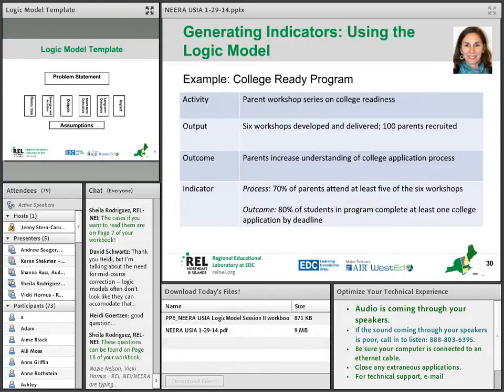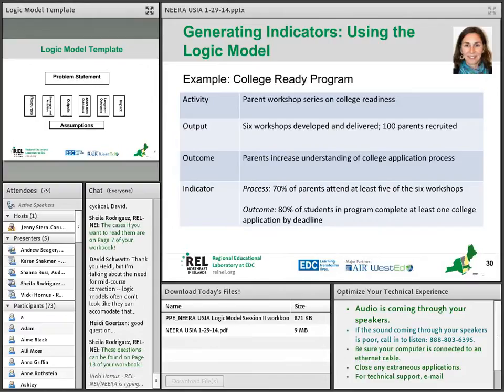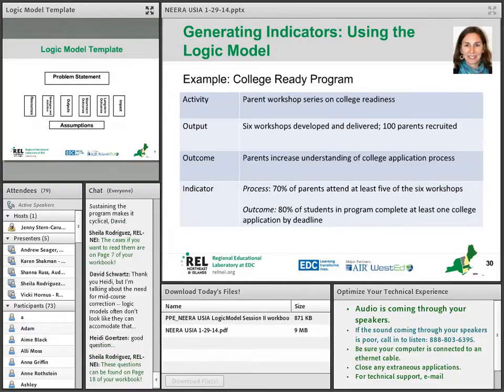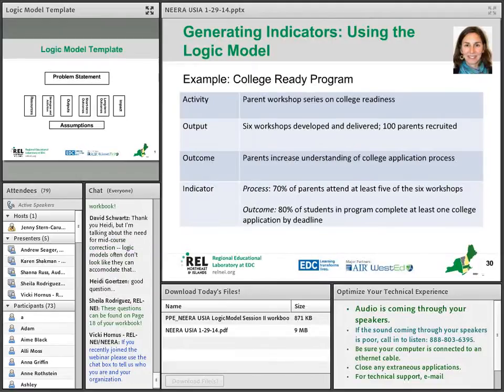So we've given you an example here to illustrate this. With the College Ready program as the example, we've got this overarching strategy of parent education. And within that parent education strategy, we have an activity of a parent workshop series on college readiness. So the output for that activity is a set of workshops, 6 of them, that were developed and delivered with a target number of 100 parents recruited to participate. So again, that all might still be in the logic model. And then the outcome identified for this particular strategy of parent education is increased parental understanding of the college application process. So that's where the logic model ends.